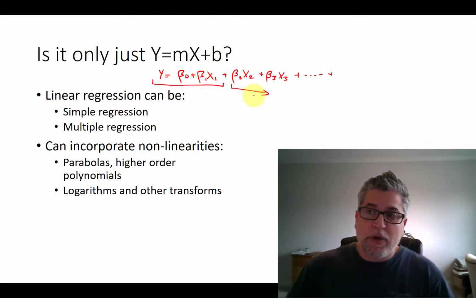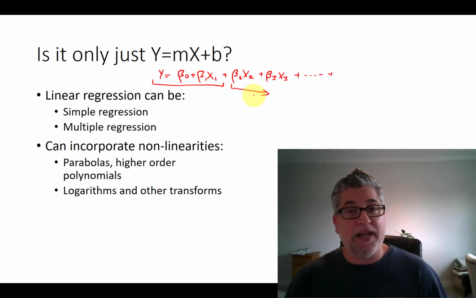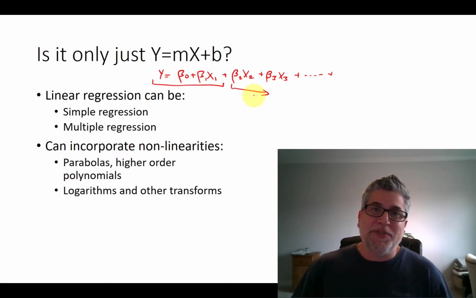Can't graph it anymore, but you can still do cross products and things like that and calculate averages and correlations, and we can deal with it mathematically. So that's a feature of our method, is that we can do things of almost infinite complexity.